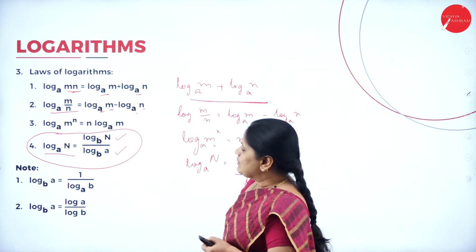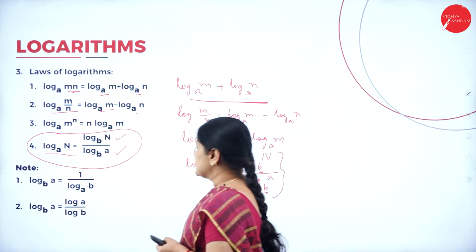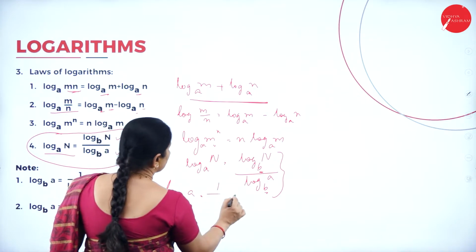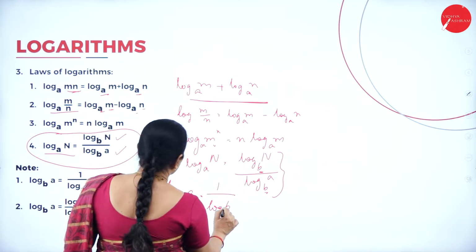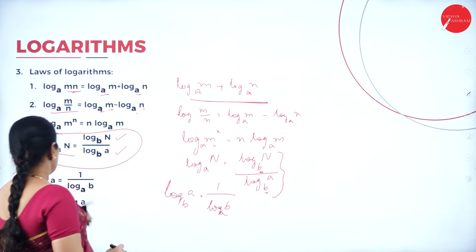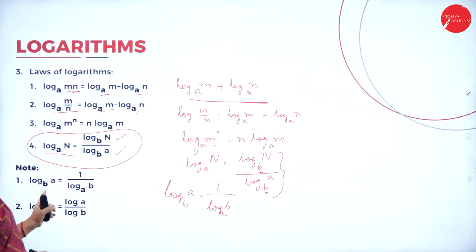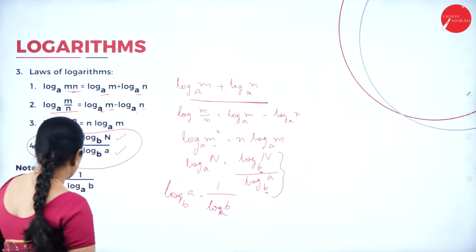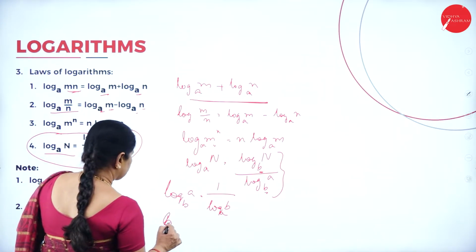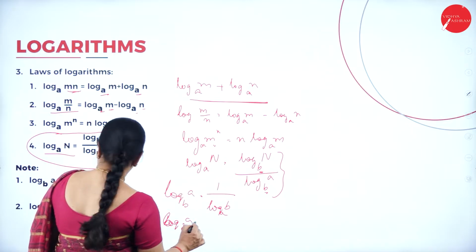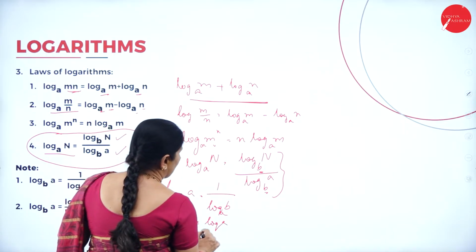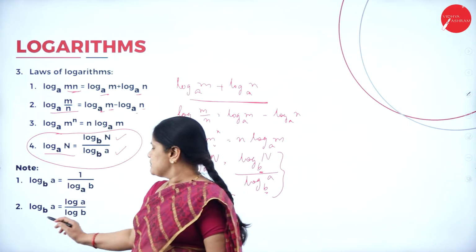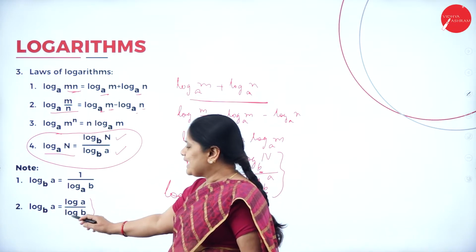Now here we have one more note. What does this note tell us? They have given log a to the base b will be equal to 1 by log b to the base a. So here, log a to the base b can also be written as 1 by log b to the base a. Now suppose I am given log a to the base b, I can write it as log a by log b. Okay, so log a to the base b can be written as log a by log b.